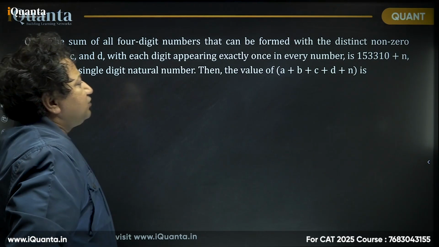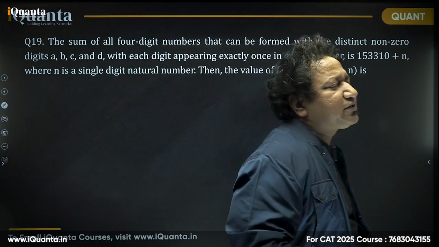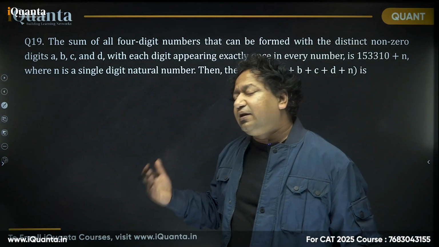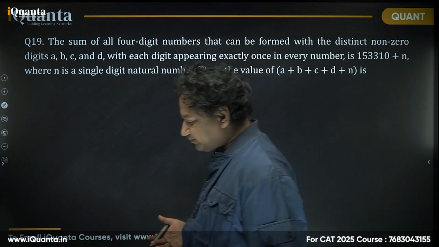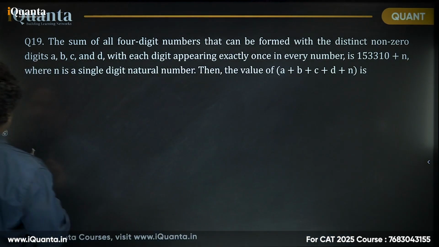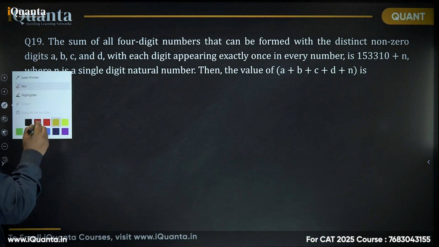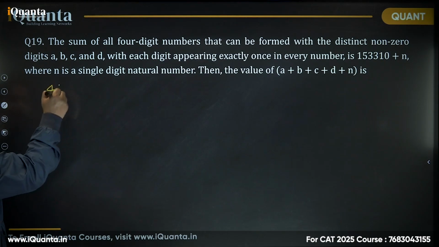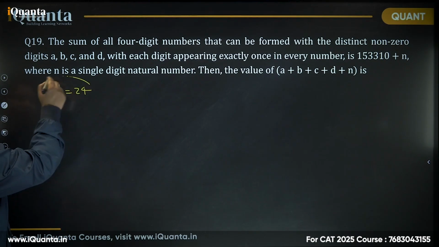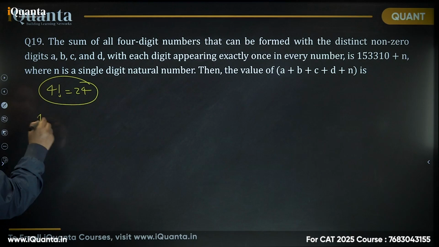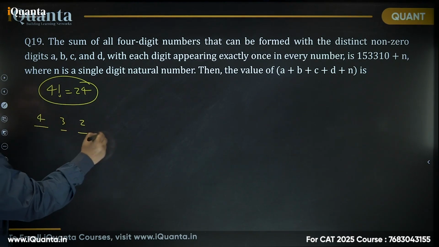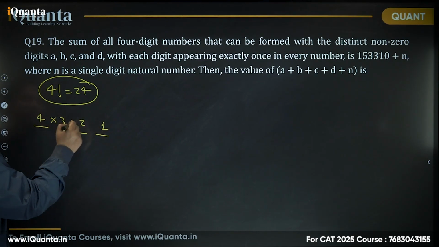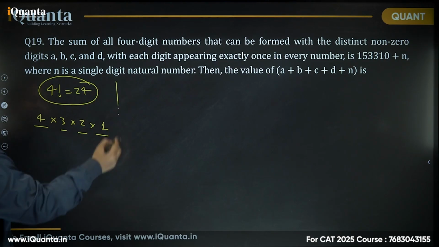So to solve this question, there are various levels. First of all, we need to find how many numbers can be formed by using 4 digits. Obviously, the 4 digits occur only once, so the count is factorial 4, that is 24. Because the first space can be filled in 4 ways, second in 3 ways, third in 2 ways, last in 1 way. So 24 numbers will be formed.